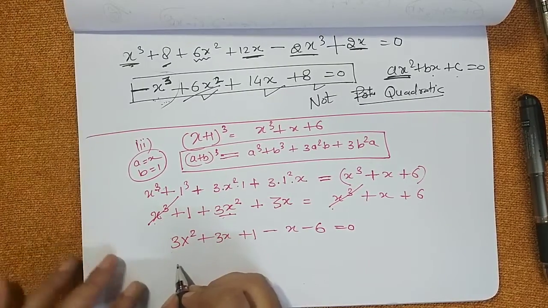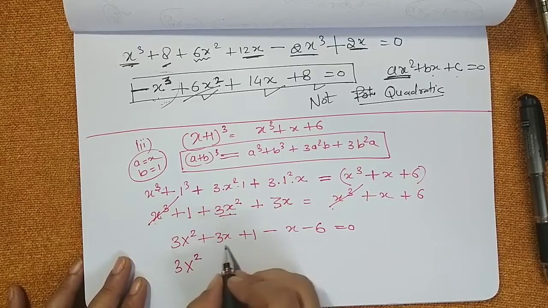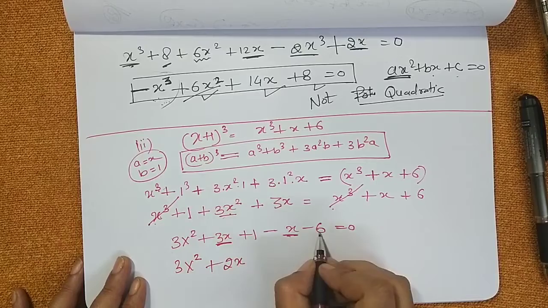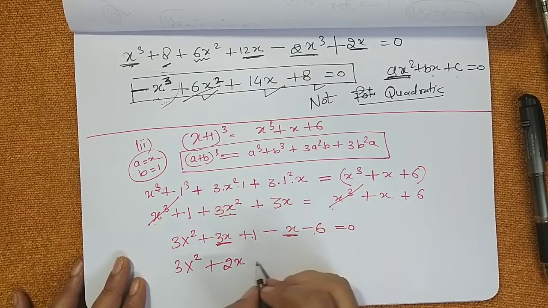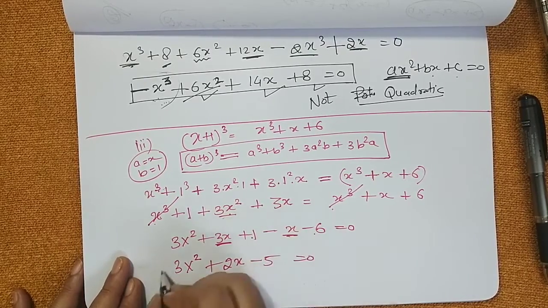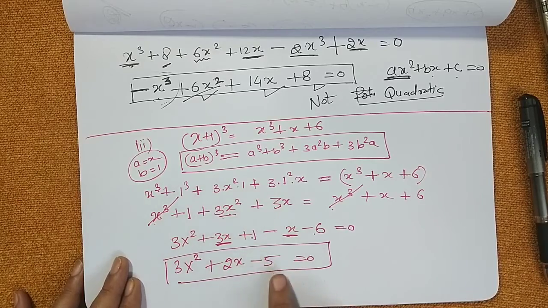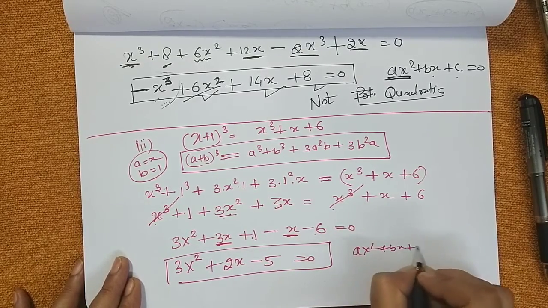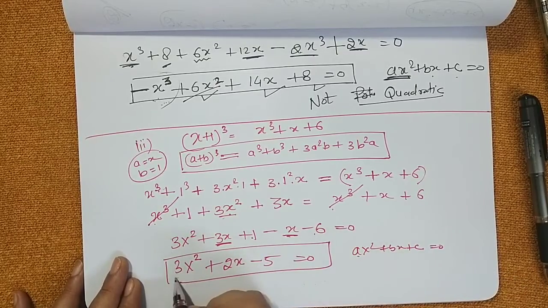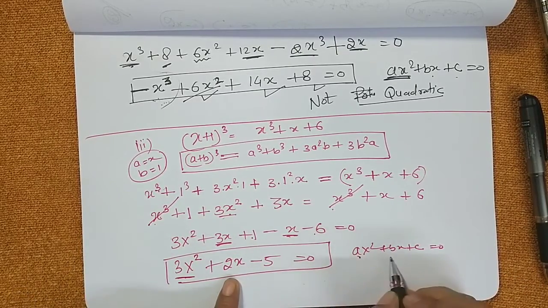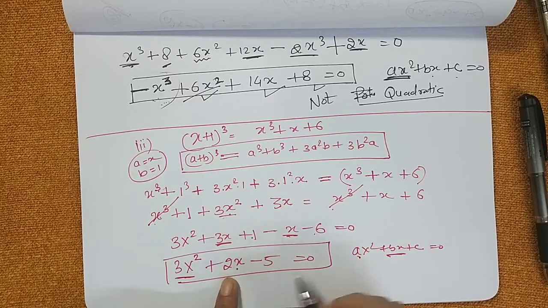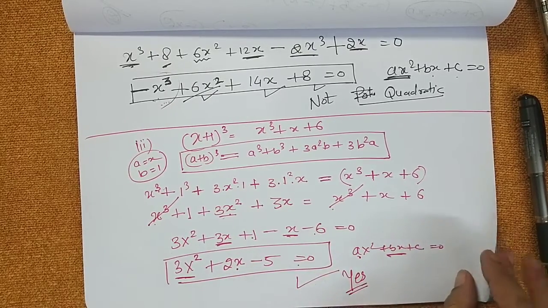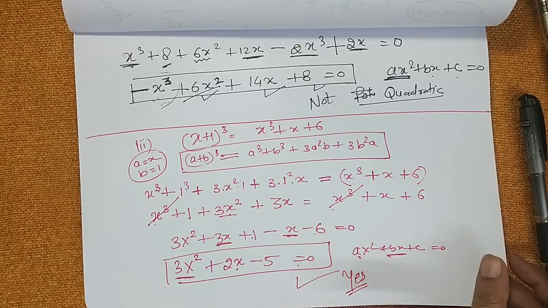So what will I have here? 3x square. Now 3x and minus x is 2x. And 1 and minus 6 is minus 5. So clearly I can see it is matching with ax square plus bx plus c. Clearly it is matching. This term is ax square, this is bx and this is c. So yes, it is a quadratic equation. I hope you got it.